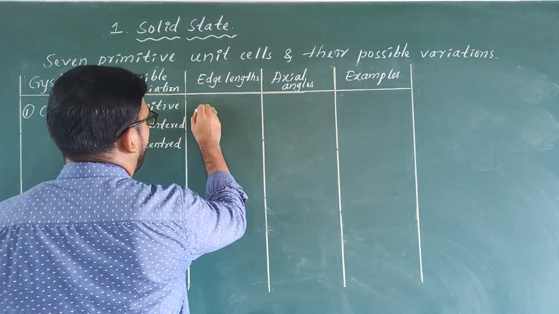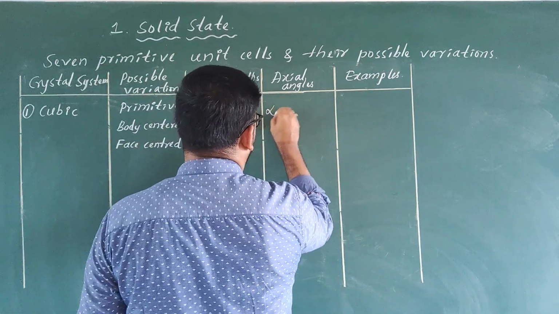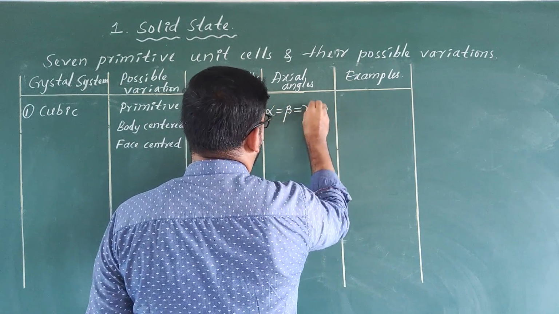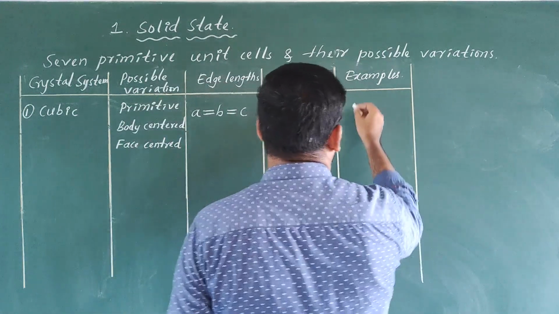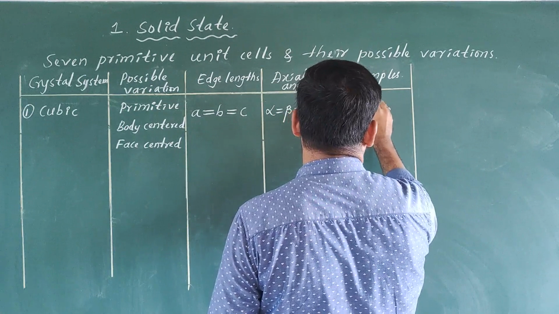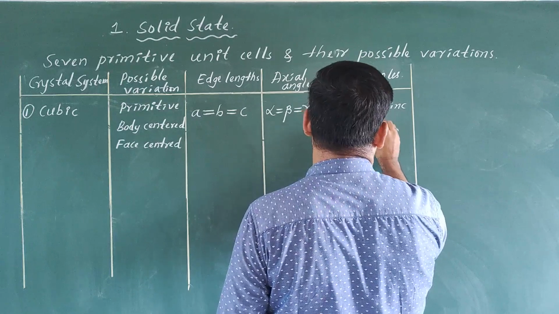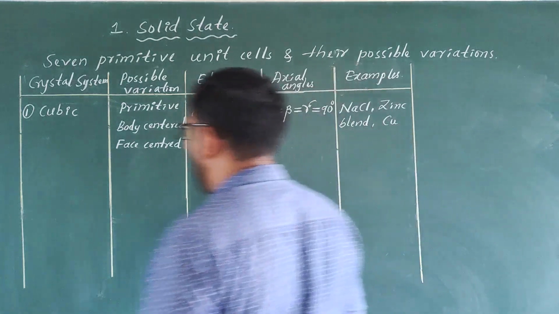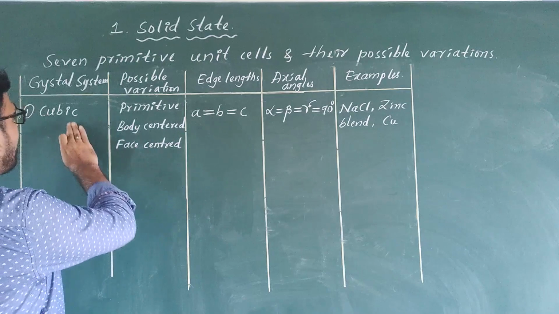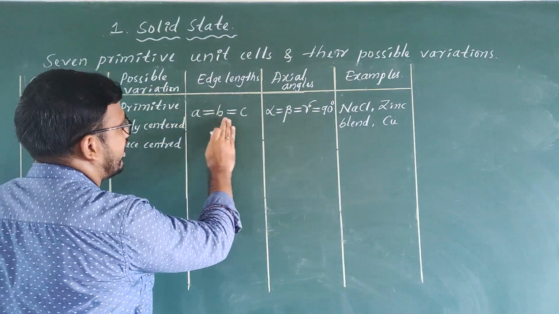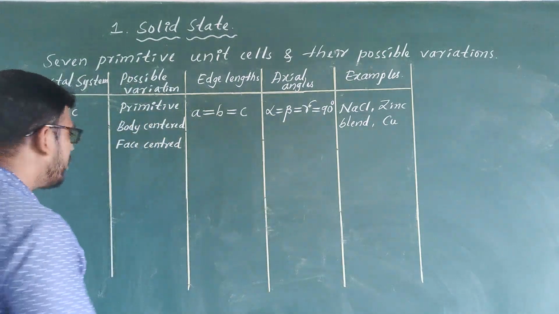For the edge lengths, we already saw that A is equal to B is equal to C, and the axial angles alpha is equal to beta is equal to gamma is equal to 90 degree. When we come to examples, some ionic solids like NaCl, zinc blende, copper, etc. So this is about the cubic crystal system, in which edge lengths are equal and the angles alpha, beta, gamma are 90 degree.